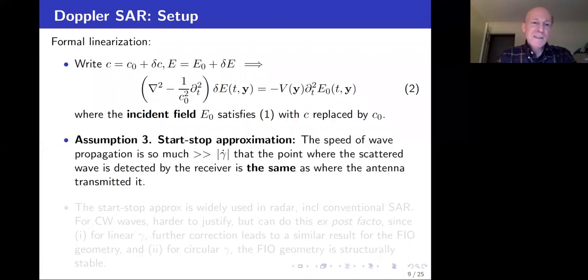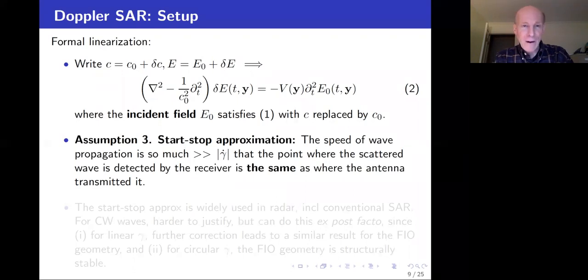Okay, so this brings us to the third assumption, which is a start-stop approximation. So we assume here that the speed of wave propagation, which is essentially the speed of light, is so much greater than the speed at which your transmitter and receiver are traveling that for this approximation, the point at which the scattered wave is detected, the point at which the scattered wave comes back to the platform and is measured by the receiver, is the same as where the antenna originally transmitted it. In other words, the wave goes down and comes back so quickly that the platform has hardly moved.